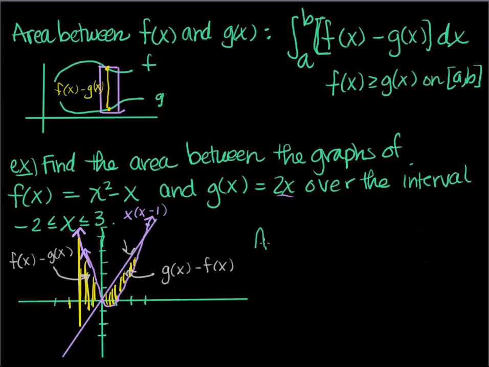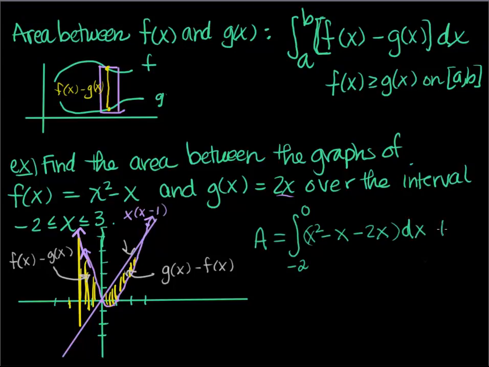So again, what is my area going to be? I'm going to go from -2 to 0. Okay, -2 to 0. Which graph is on top? It's this parabola, if you can see that. So I would have x squared minus x minus 2x, dx. And I'll get you a little bit further than that, but that's the first area.